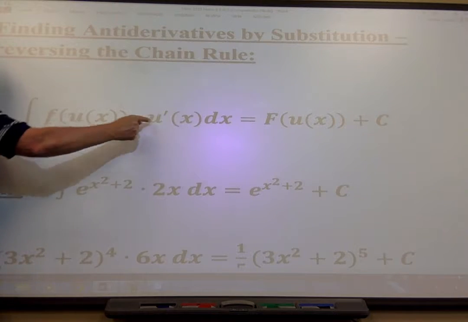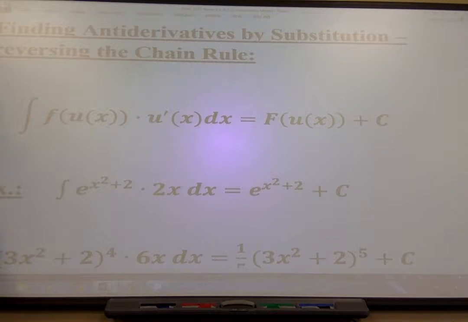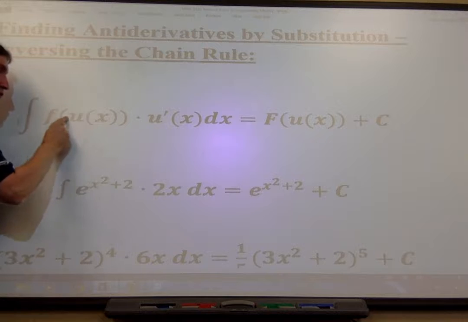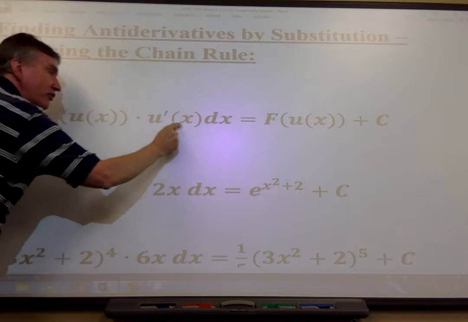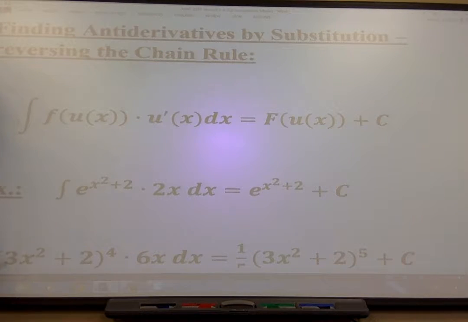This is the format that we're going to look for in order to reverse it. Remember how we would have a function, an inner function and an outer function for chain rule? We would take derivative of outer times derivative of inner. Remember that? Well, in order to go backwards, I have to have the whole derivative of the inside function out here with the dx before I can go backwards.